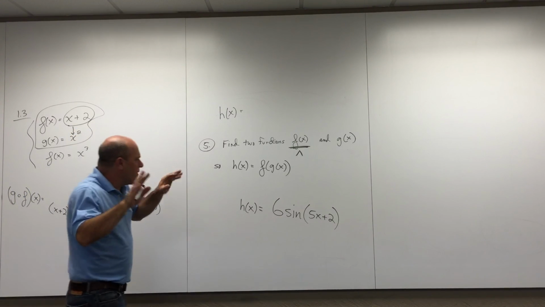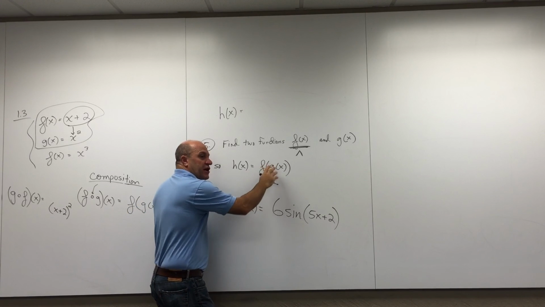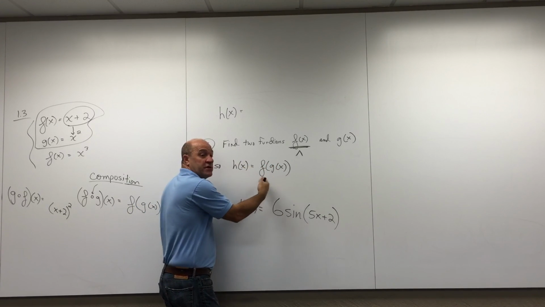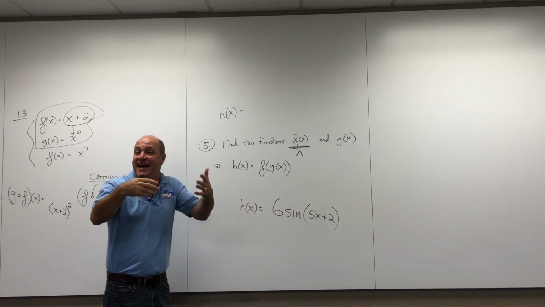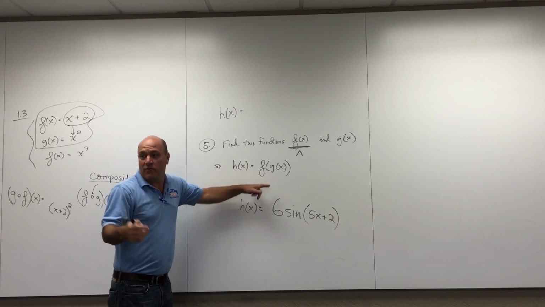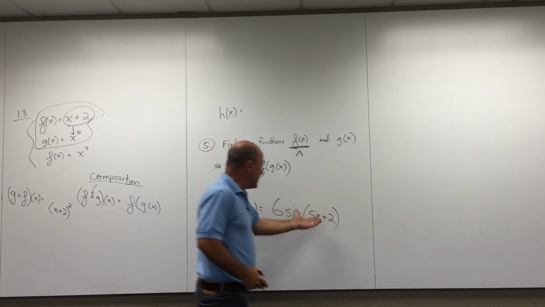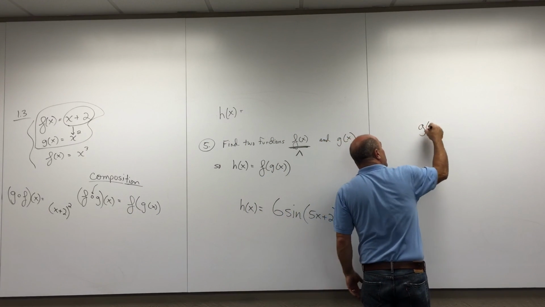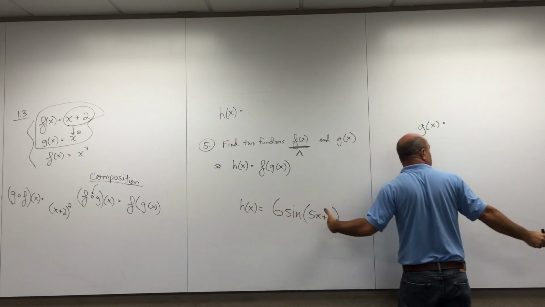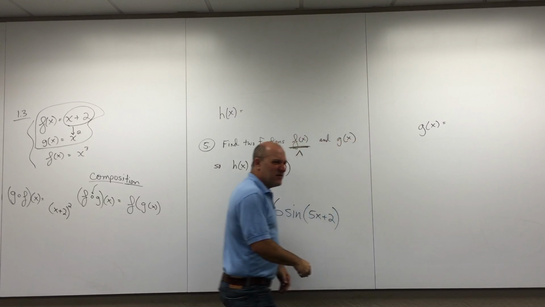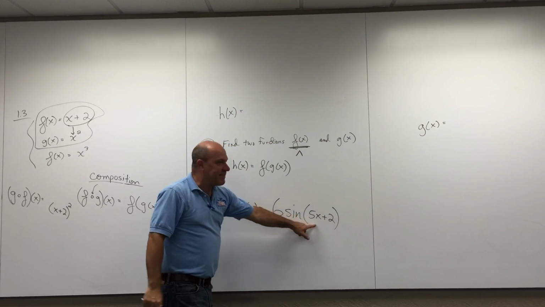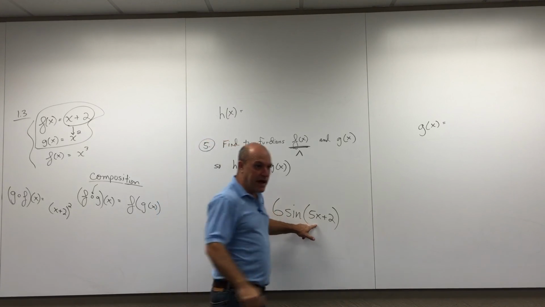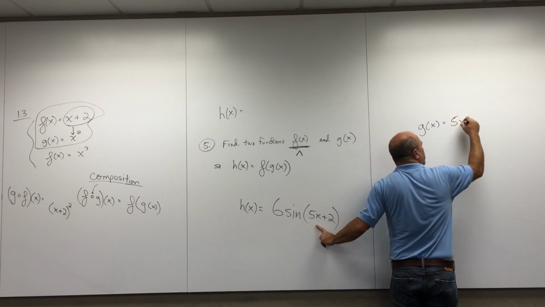By the way, in this description here, who is the inside function? G. Thank you. G is the inside function, and it's inside of f. So can we identify who might be considered an inside function here? If you were decomposing this, who would you call the inside function? 5x plus 2. I agree. That would be 5x plus 2.